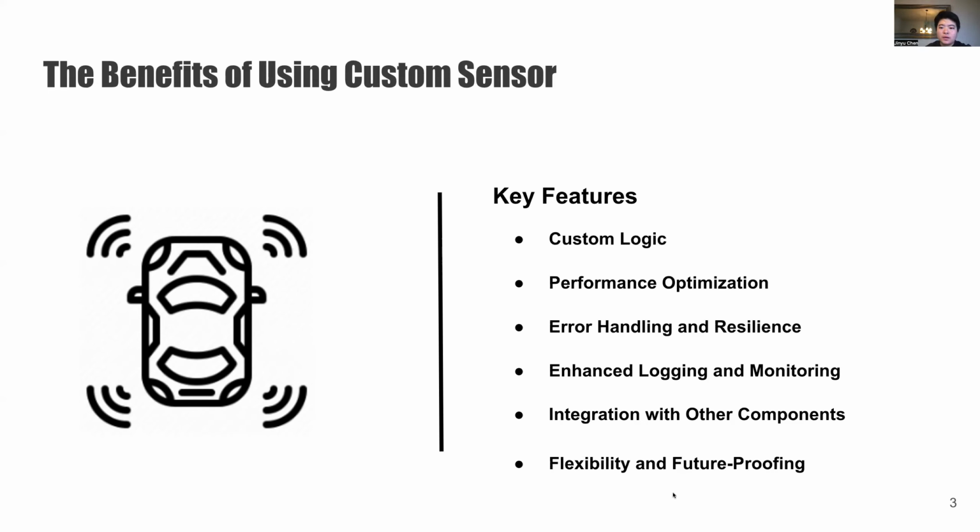Last one, flexibility and future-proofing. Custom sensors give you the flexibility to adapt to future changes. As your requirements evolve or as the GitHub API changes, you can update your custom sensor to accommodate those changes without relying on library updates or workarounds. Okay, all right. So let's move forward.